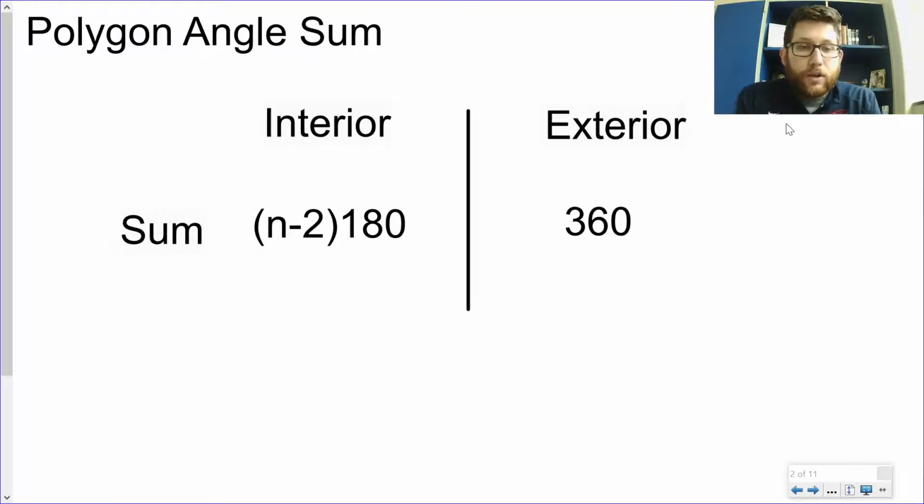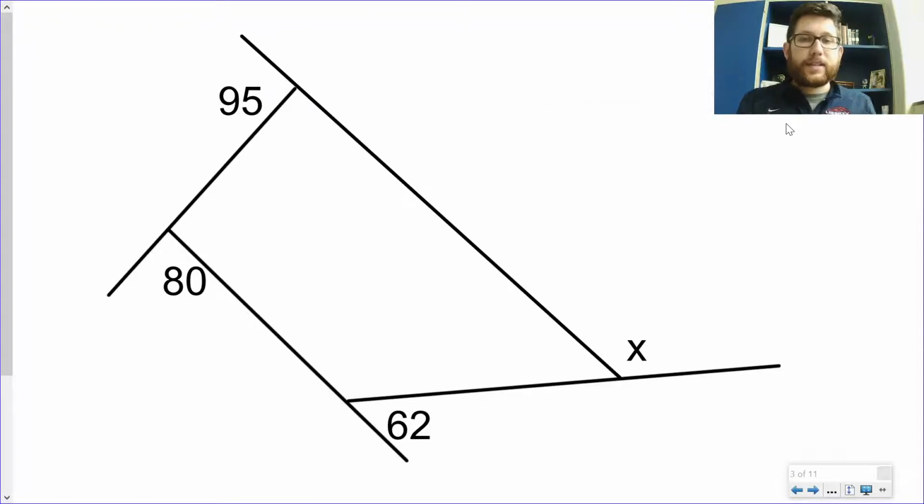And the two we've seen so far is the sum, the interior and exterior sum. So if I'm looking for the number of degrees inside a polygon, on the inside it would be the number of sides minus 2 times 180, and exterior is always summing up to 360. So let's take a look at a problem like this.